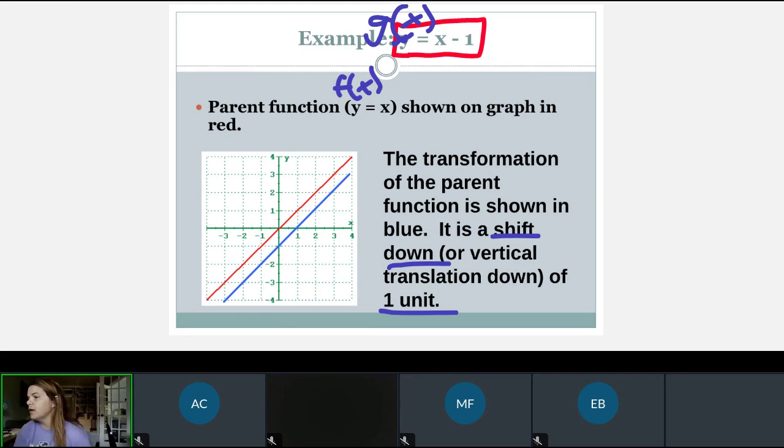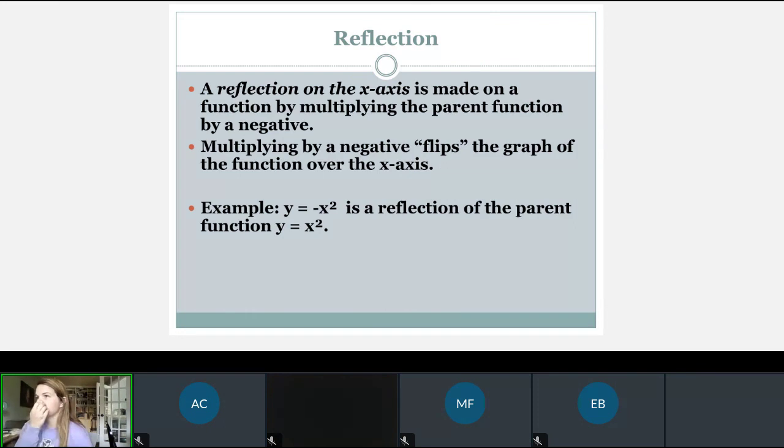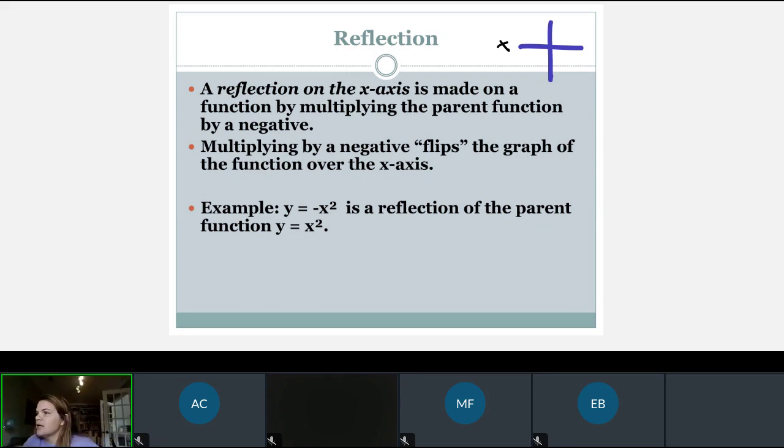So let's talk about how we move, let's talk about reflections. A reflection is like a mirror, or if you're looking into a pond. A reflection on the x-axis. If I think about my coordinate plane, this is my x-axis. Reflections can be a little confusing, but if we have a line, so let's take our parent function.